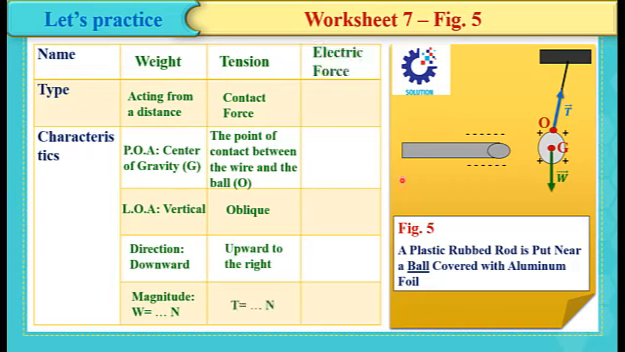The third force here is the electric force. Why? Because the plastic rod is charged. This force acts from a distance, so the point of application is the center of gravity, which is here G also. The line of action and the direction are toward the plastic rod. In this case, the line of action is horizontal and directed to the left. Let's represent it and write it.